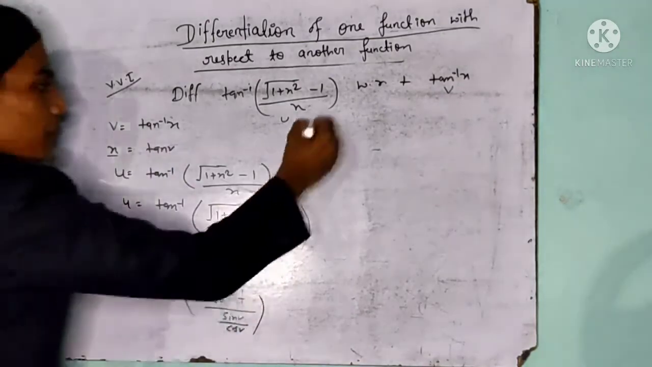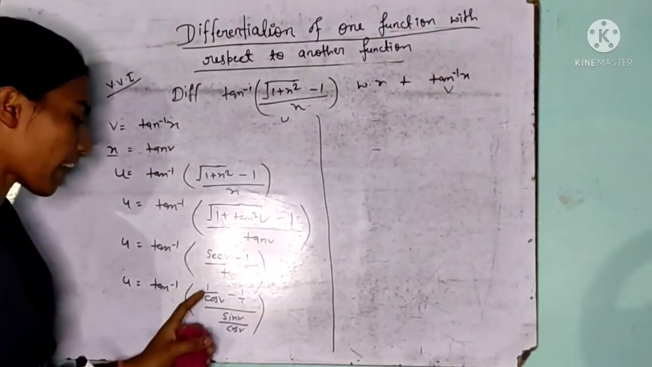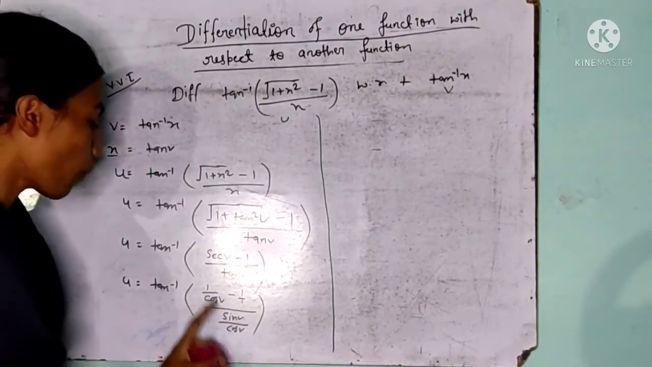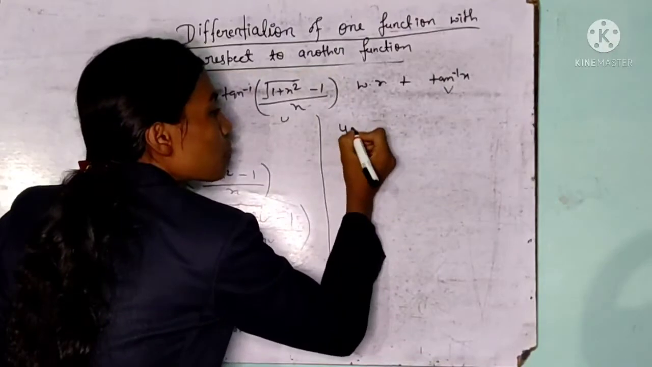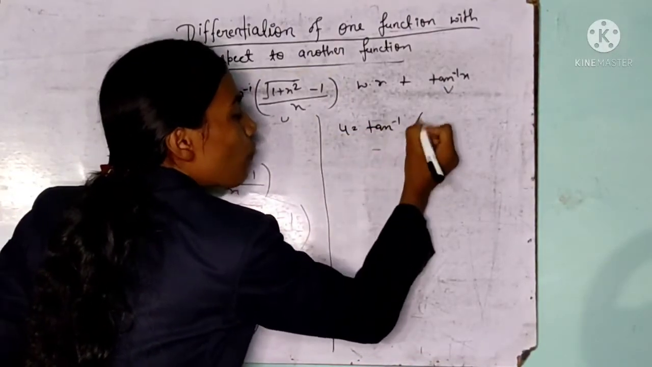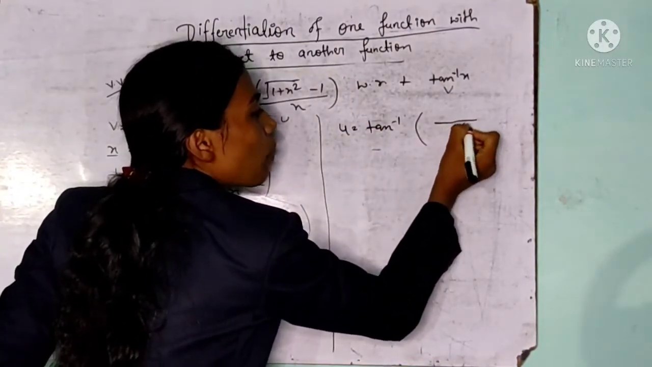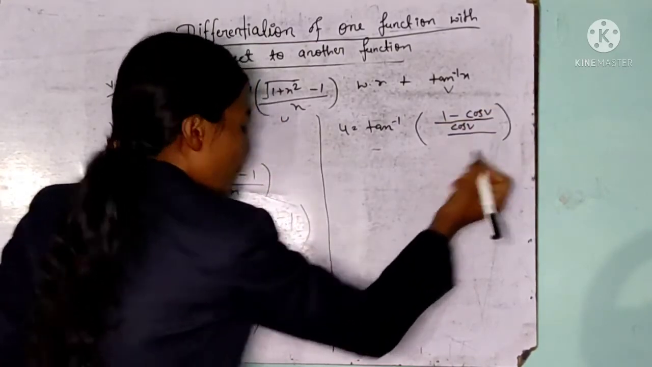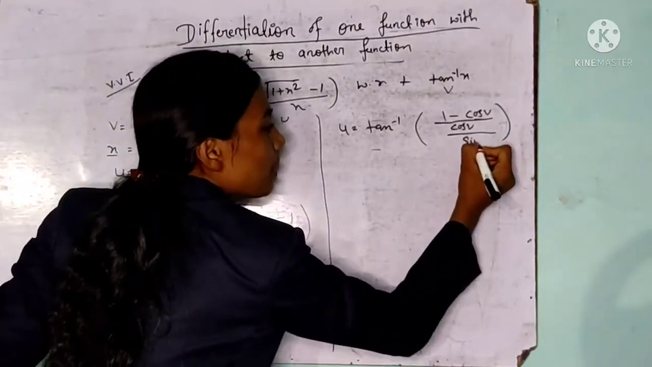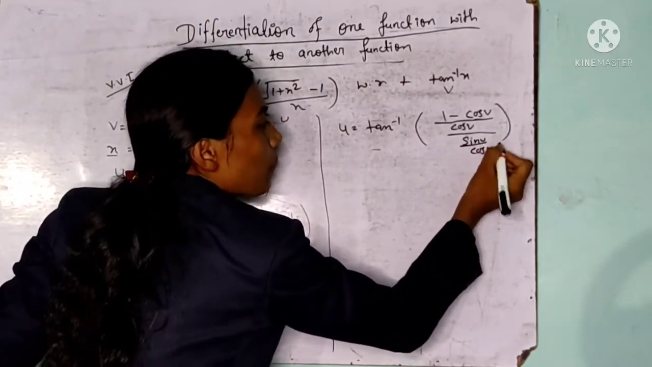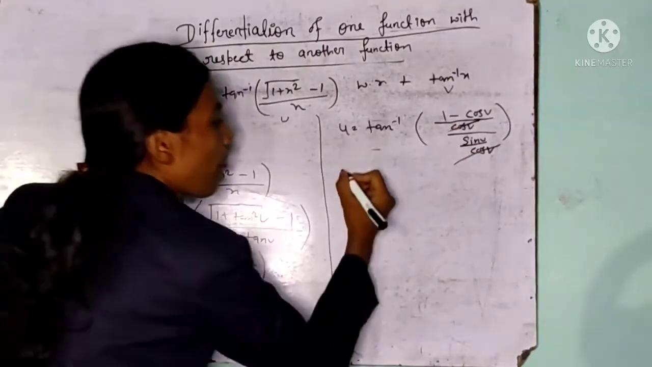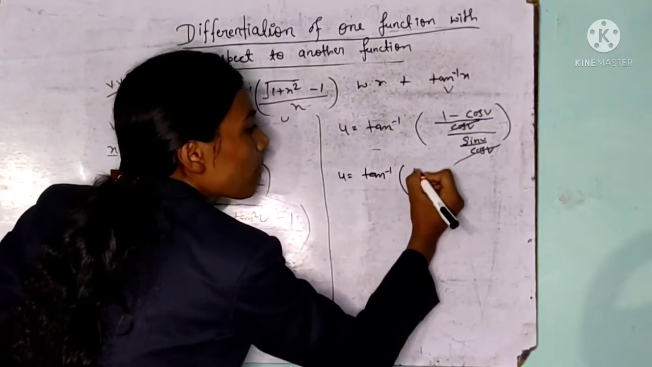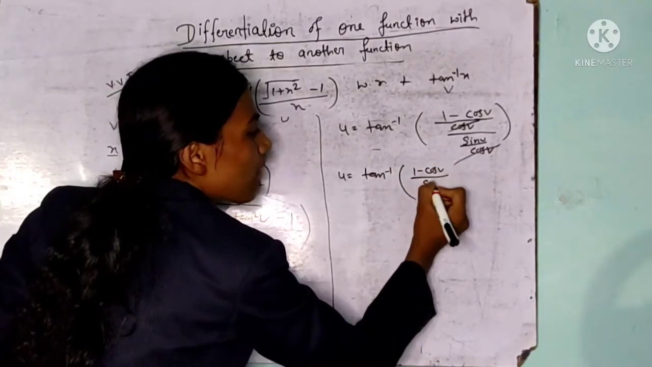So now here what are we getting? u is equal to tan inverse of 1 by cos v minus 1 divided by sin v by cos v. What happened? We take the LCM cos v here. So u is equal to tan inverse of, on the upper side 1 minus cos v, upon, on the below side sin v upon cos v. Now cos v gets cancelled. What happened? We get here u is equal to tan inverse of 1 minus cos v upon sin v.